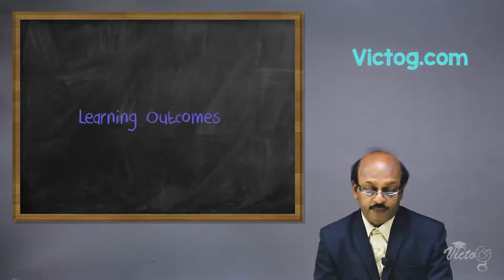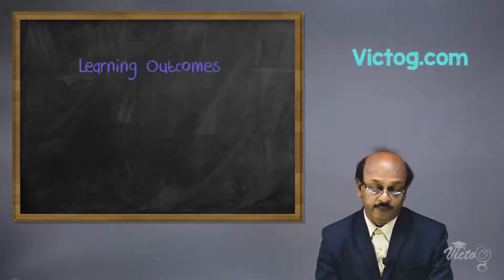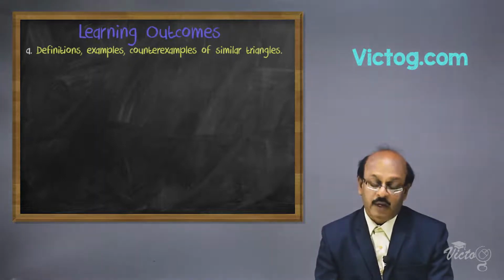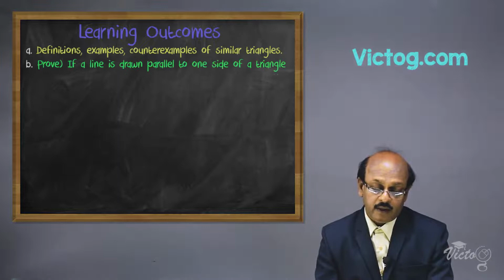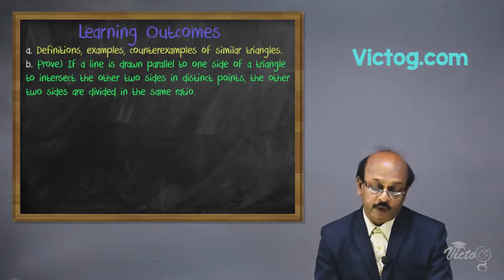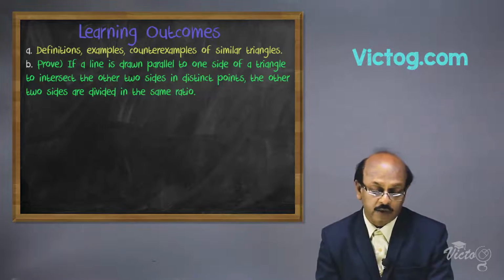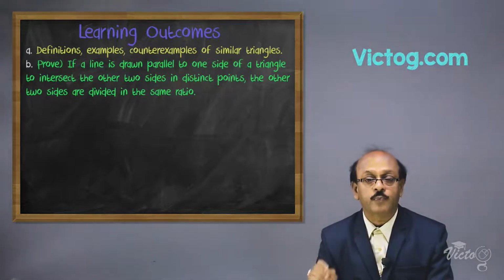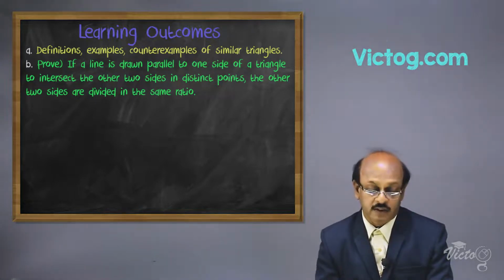Learning outcomes. After studying this chapter, you will be able to understand the following concepts: definitions, examples, counter examples of similar triangles. Then, some simple proofs. If a line is drawn parallel to one side of a triangle to intersect the other two sides in distinct points, the other two sides are divided in the same ratio. We have proof of this fact in this chapter.